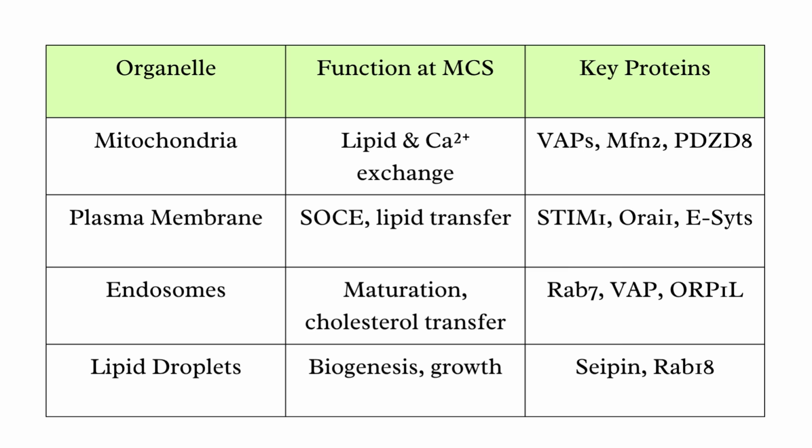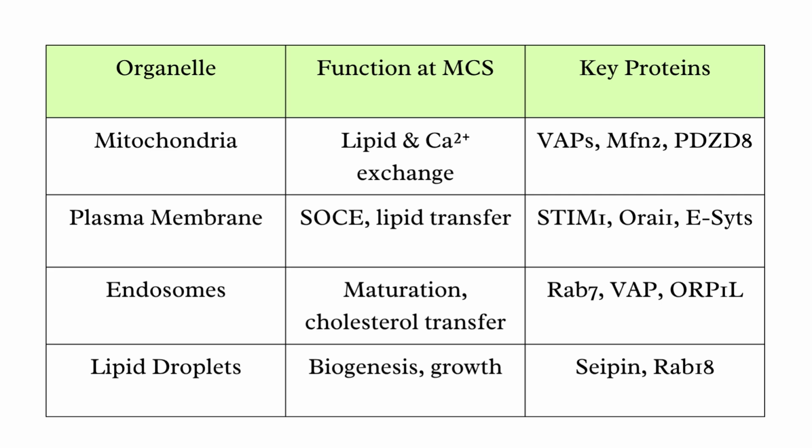Key proteins like VAPs or VAMP associated proteins, MFN2 or mitofusin 2, and PDZD8 or PDZ domain containing protein 8 help tether mitochondria and facilitate this transfer. The plasma membrane is involved in store operated calcium entry or SOCE and lipid transfer. Proteins such as STIM1 or stromal interaction molecule 1, ORAI1 or calcium release activated calcium channel protein 1, or E-Syt sites, or extended synaptotagmins, manage calcium sensing and lipid movement to maintain cellular health.